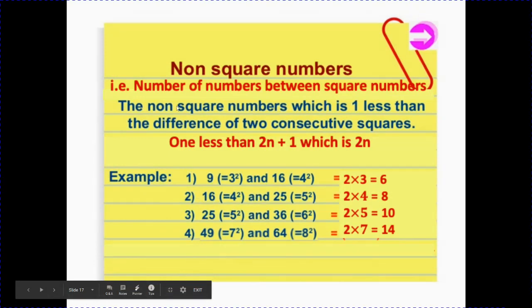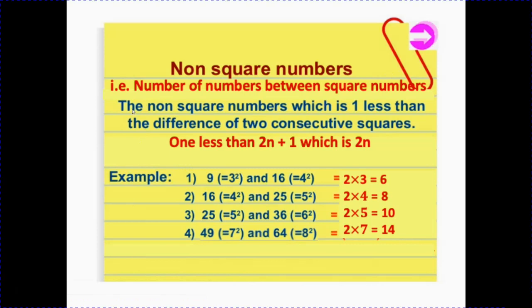Now let's find non-square numbers. The non-square numbers, which is one less than difference of two consecutive squares. So let's have an example. Now if we have 9 and 16 as our example, and we need to find the non-square numbers, how do we find them? First we're going to take their square roots, which is 3 to the power of 2 and 4 to the power of 2.